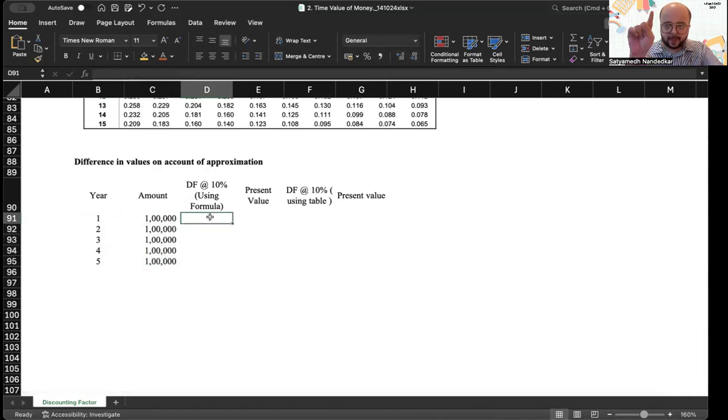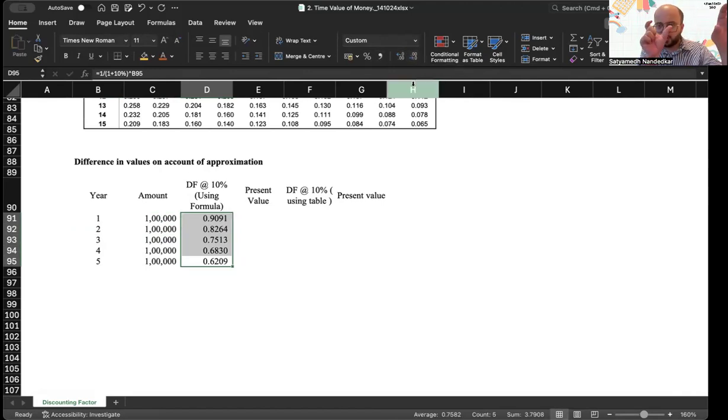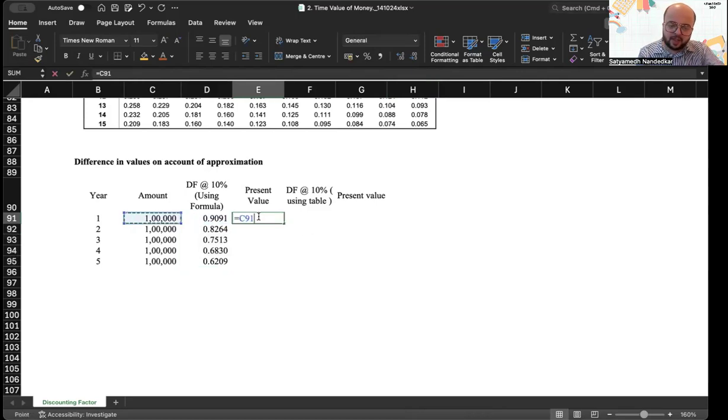Now, if I use the formula, the discounting factor is 1 upon 1 plus r raised to n. So 1 upon 1 plus r, that is 1 plus 10% raised to 1, 2, 3, 4, and 5. What I'm doing is simply approximating this, and I'm showing the decimal representation up to 4 digits after the decimal point. Now I multiply 1 lakh with this discounting factor, and I will get my present value. Let's take the total of this column and keep it ready.